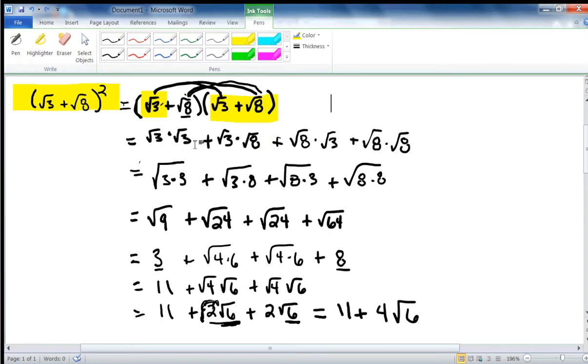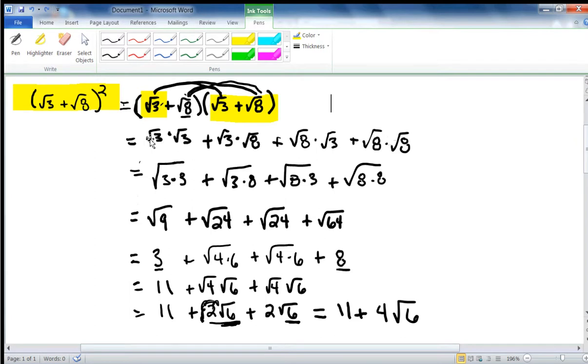When I do that, I've got the square root of 3 times the square root of 3, so that's this term right here. Square root of 3 times the square root of 8, this term right here. And then I've multiplied this term by everything in the second set, so I'm going to move to my square root of 8 here. So I've got the square root of 8 times the square root of 3, this term right here, and then the square root of 8 times the square root of 8.